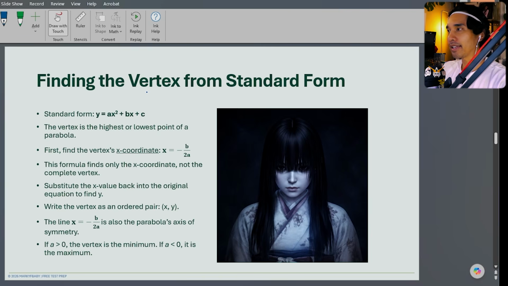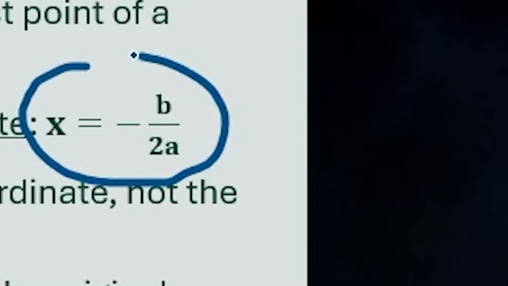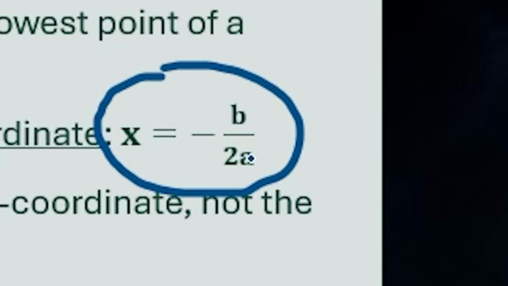Okay, finding the vertex from standard form. Standard form is equal to ax squared plus bx plus c. The vertex is the highest or lowest point of a parabola. We went over that already. First, find the vertex's x-coordinate. To find the x-coordinate, we must use this equation here. x is equal to -b over 2a.